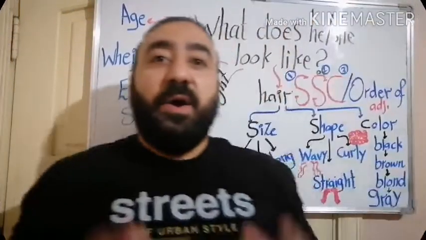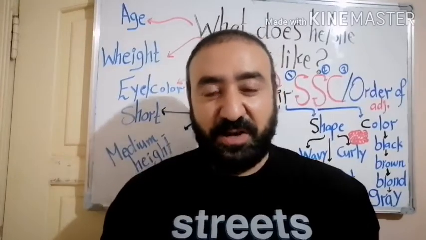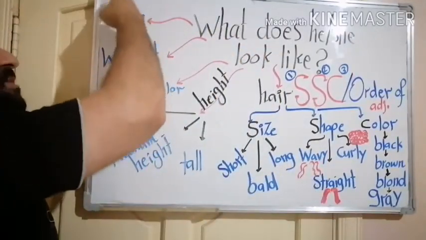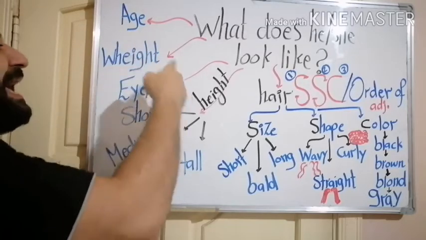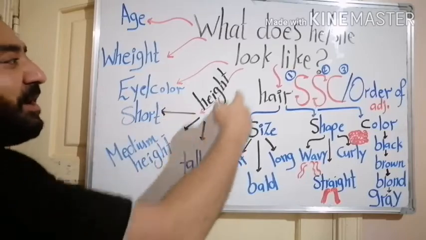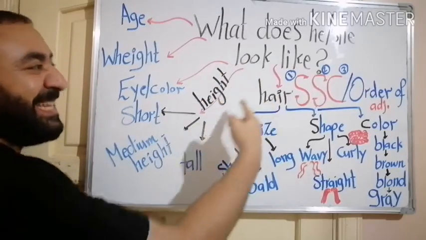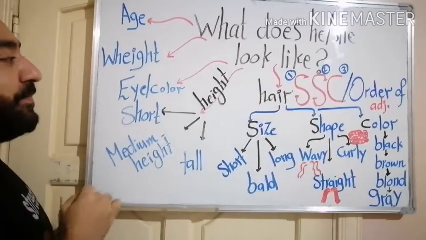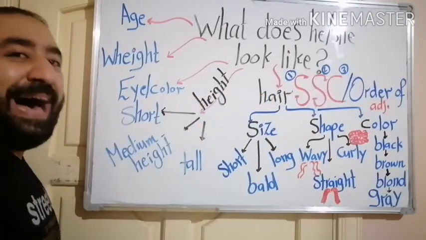What does she look like, or what does he look like? So let's set the ball rolling. Well, here we go, dear friends. As I told you in the previous episode, we learned together how to describe the age, weight, and color of eyes of someone. And today we're going to focus basically on two manners: height and hair. Height and hair. Number one, here we have height.